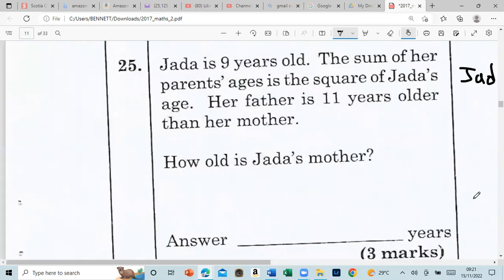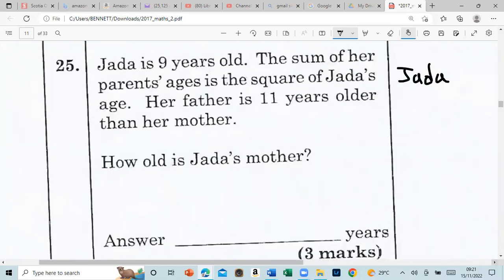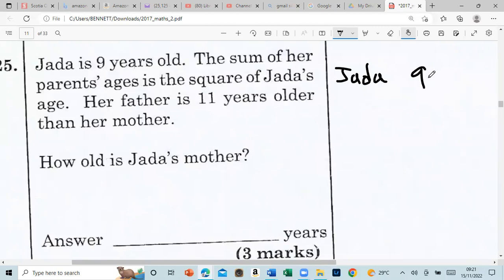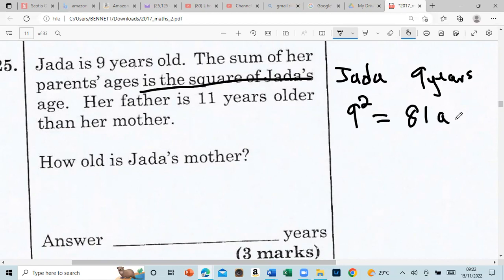Alright, so Jada is 9, right? It says the sum of her parents' ages is the square of Jada's age. So the square of Jada's age, 9 squared, is what the total of the parents' ages adds up to. Both parents add up to this, right? So that's 81. And it says her father is 11 years older than her mother. How old is Jada's mother?